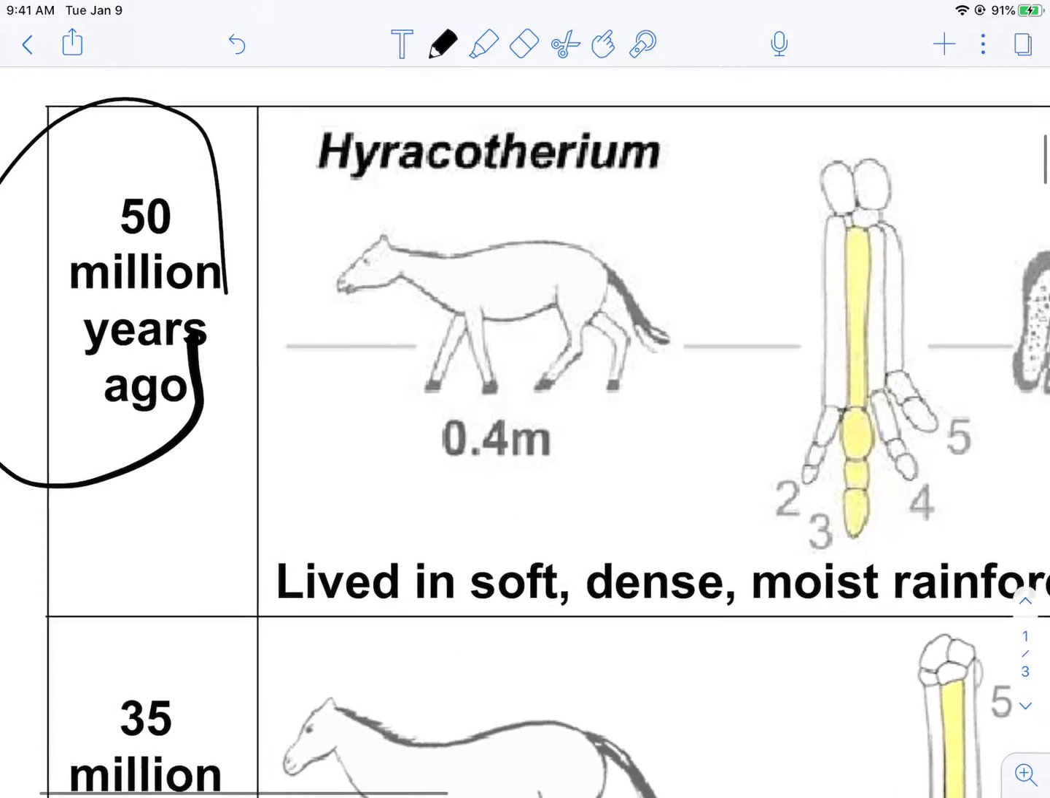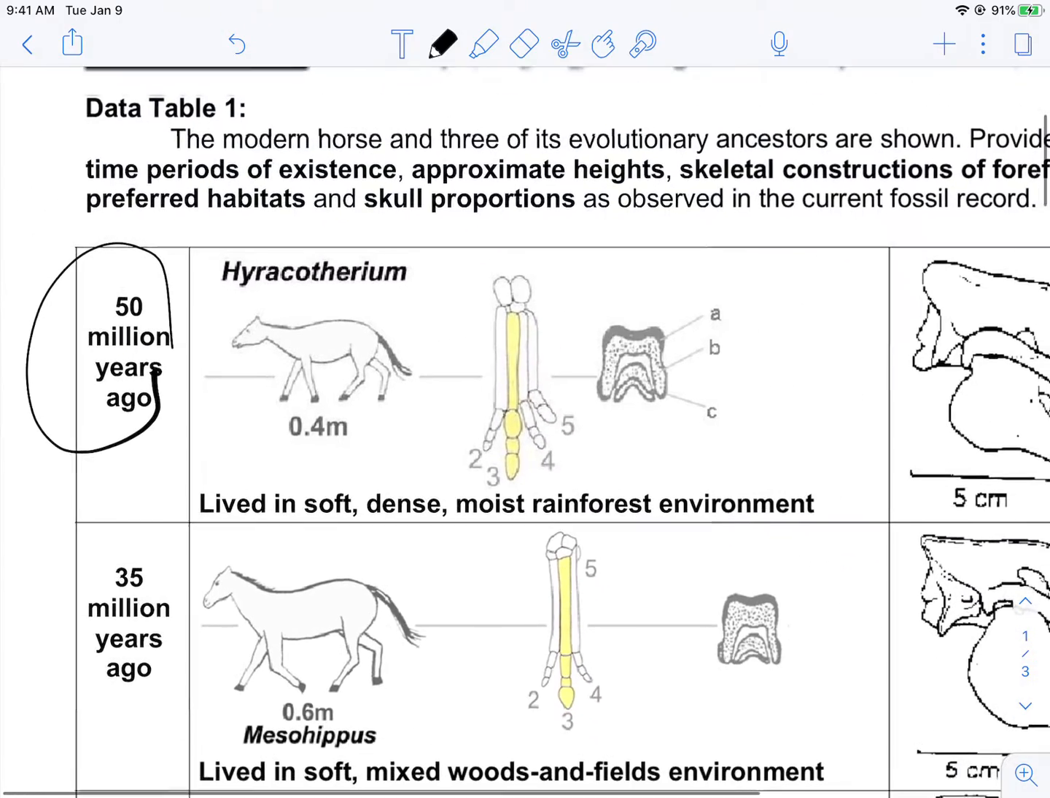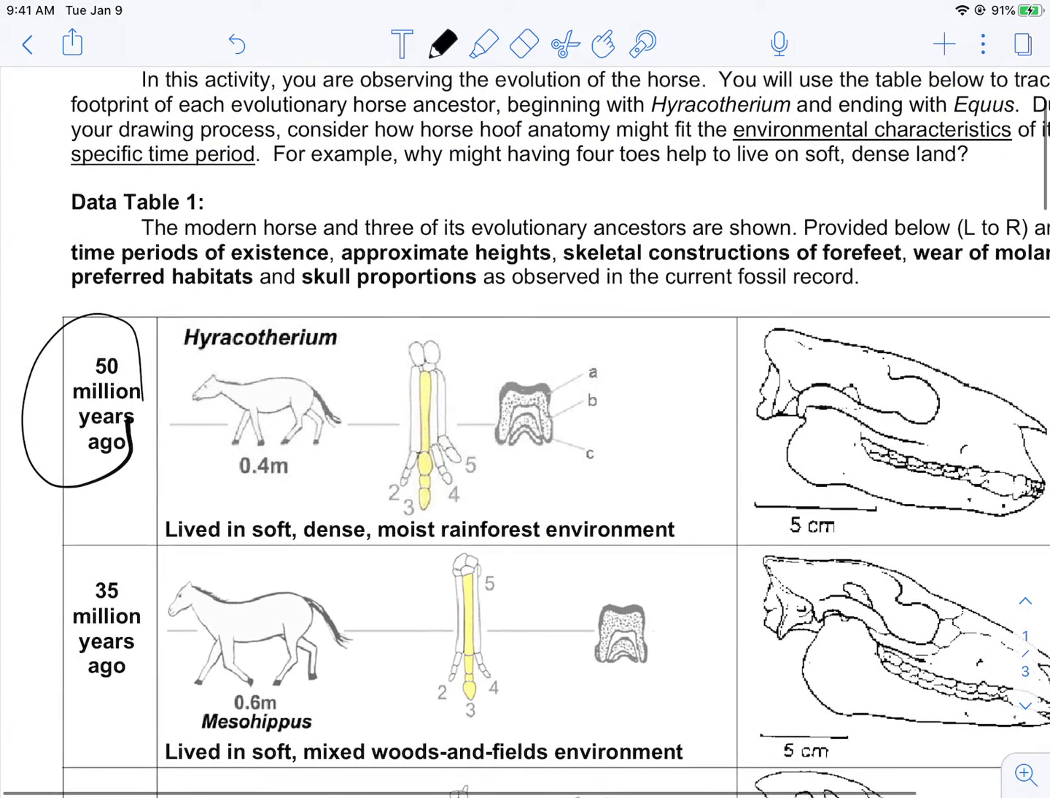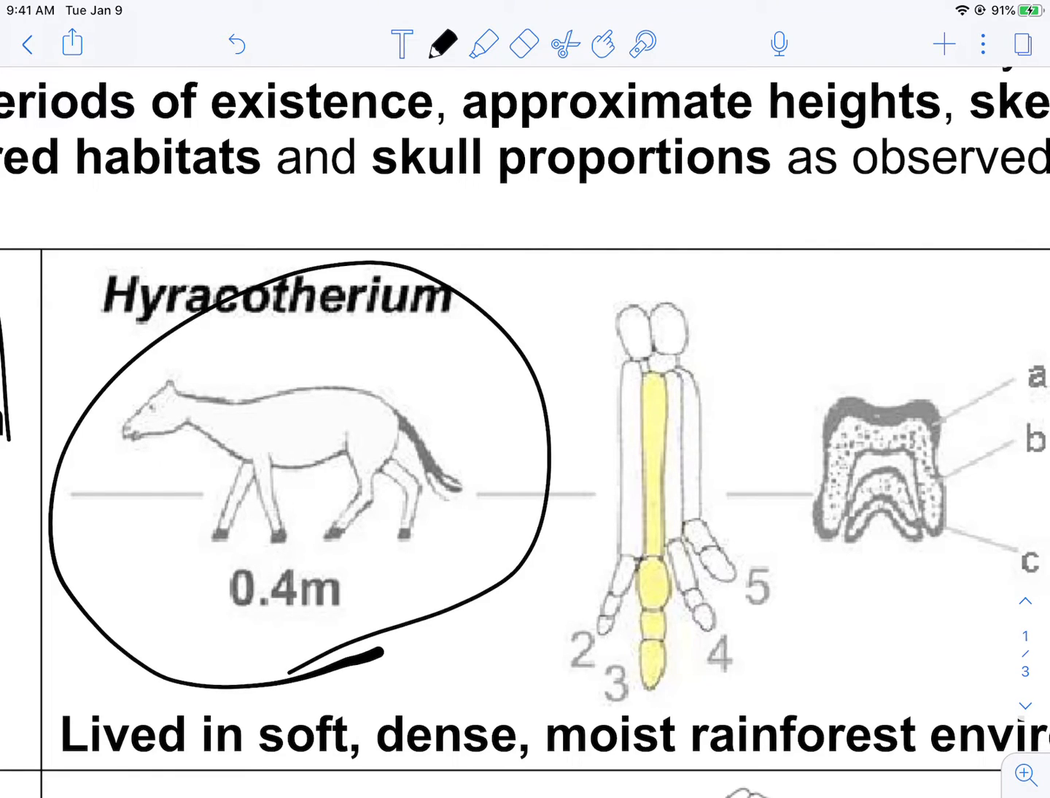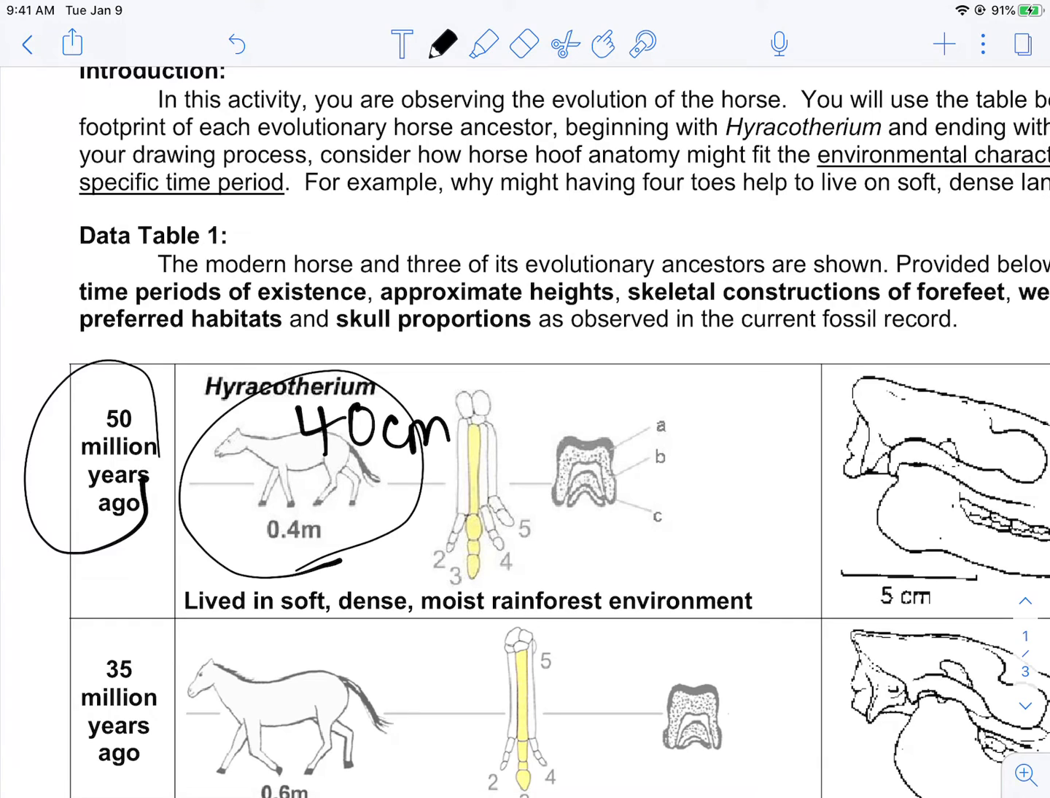This is our earliest horse ancestor. Let's talk about Hyracotherium, which is our earliest horse ancestor. First of all, to start, it is about 0.4 meters tall, which is the equivalent of 40 centimeters, the size of a rather medium-small dog. So basically, you have a Chihuahua horse, or shall we call it a Chihuahua, and that is the size of a horse 50 million years ago.